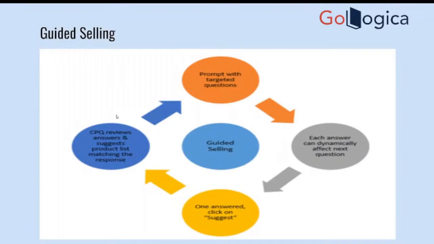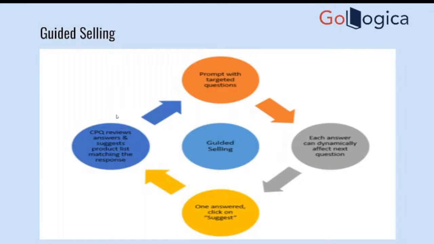So once you click on suggest, then the CPQ will show all the products matching the responses. And once you are getting the responses from the customers and you are making the suggestions, you keep those suggestions intact, and it helps the company in understanding the buying behavior of a customer.